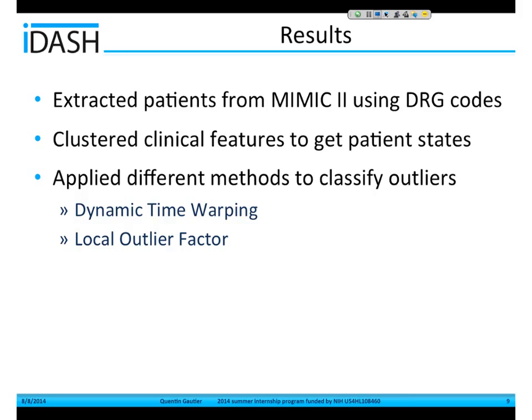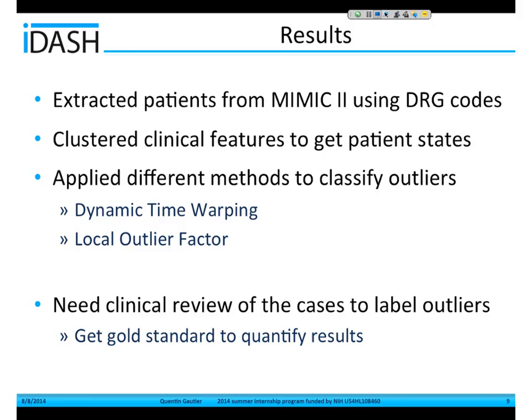So far we extracted the patients from the database using those DRG codes. We extracted all those clinical features for each one of them and applied a clustering algorithm to get a few patient states. We tried to experiment also with a different number of states. And then we applied some different methods that I was talking about to try to classify the outliers, to try to get this similarity index I was talking about.